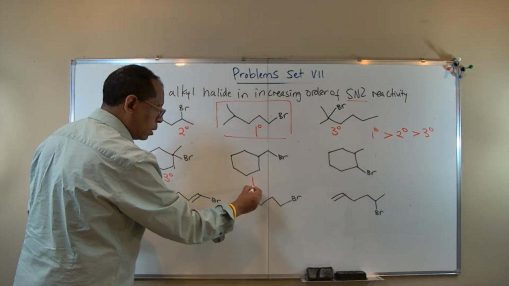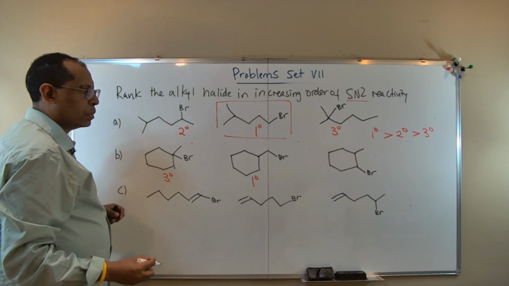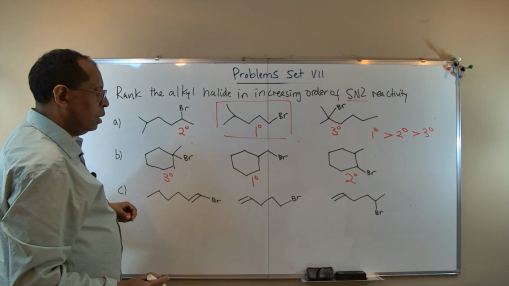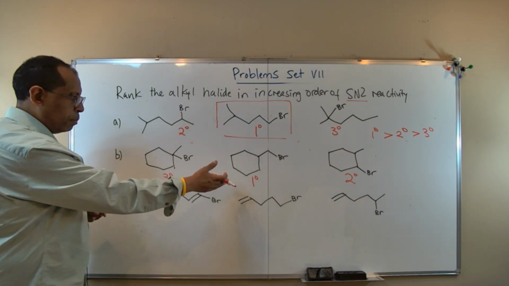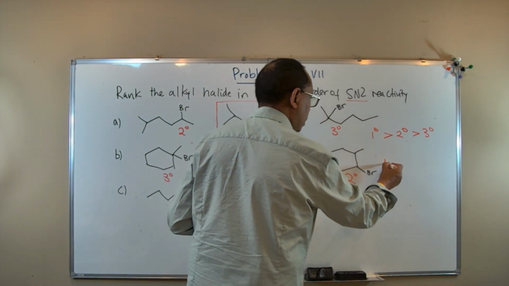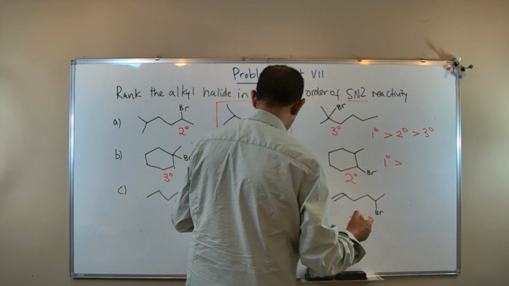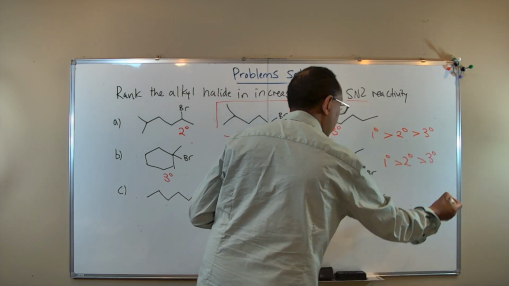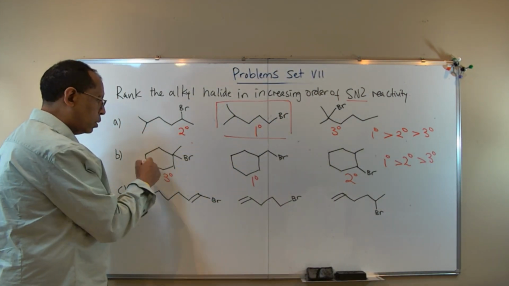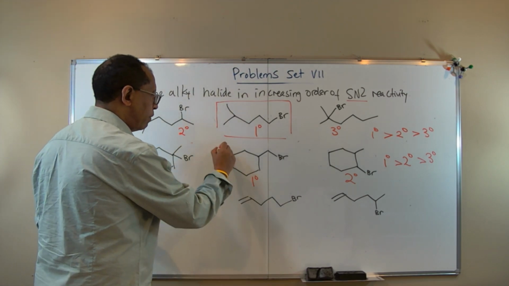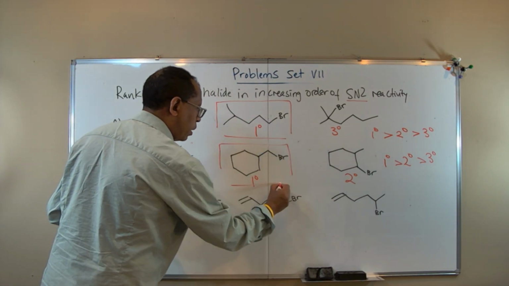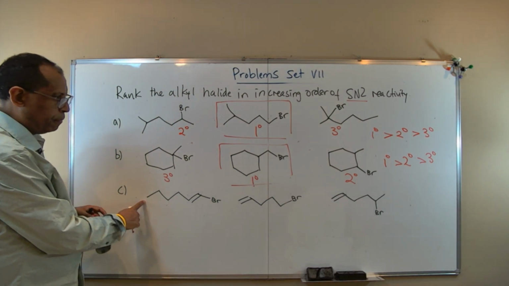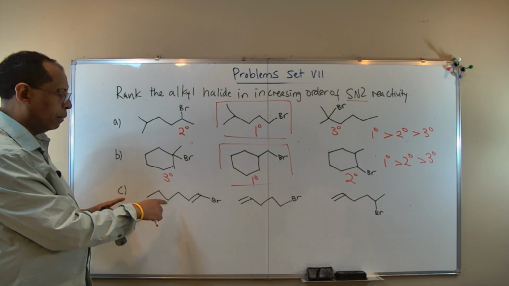This one is still a primary, and this is a secondary. So the order would be primary is greater than the secondary, which is this one, and greater than the tertiary. So this almost doesn't react, but this is the fastest to react as a primary alkyl halide. Here we have a very different type of alkyl halide.